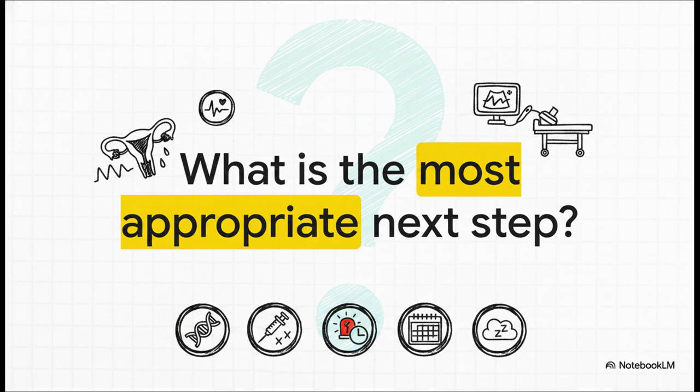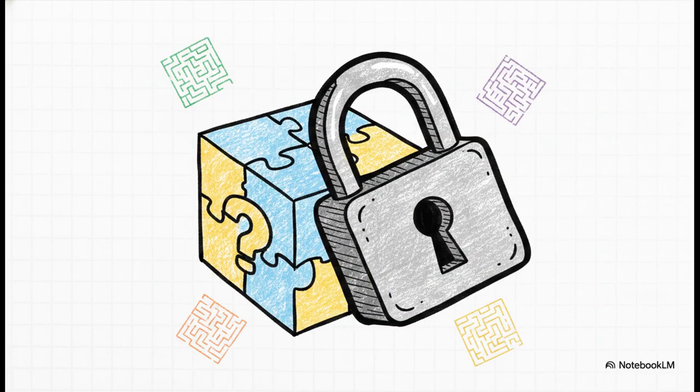Is it A, repeat the beta-HCG, B, administer methotrexate, C, urgent operative management, D, an outpatient ultrasound, or E, just observe? Take a mental second right here. Do you have your answer locked in? I really want you to commit to one right now, because it proves just how brilliantly tricky these questions can be, even when the actual diagnosis feels like a total slam dunk.